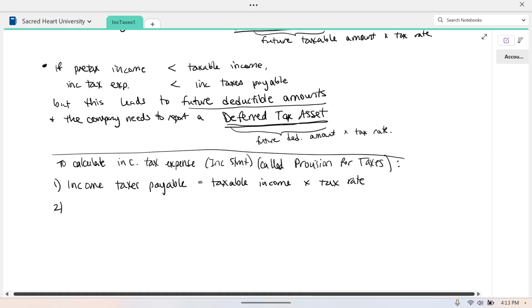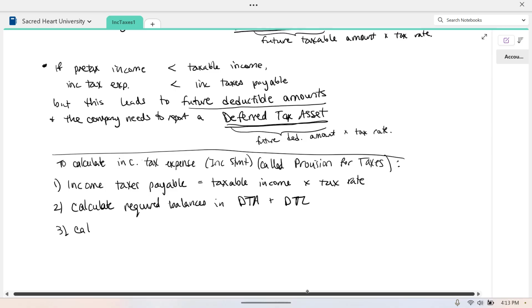We have to calculate the balances or the required ending balances in the deferred tax asset and the deferred tax liability accounts. So for each difference that we see between book and tax rules, compute deferred tax assets and deferred tax liabilities as necessary.